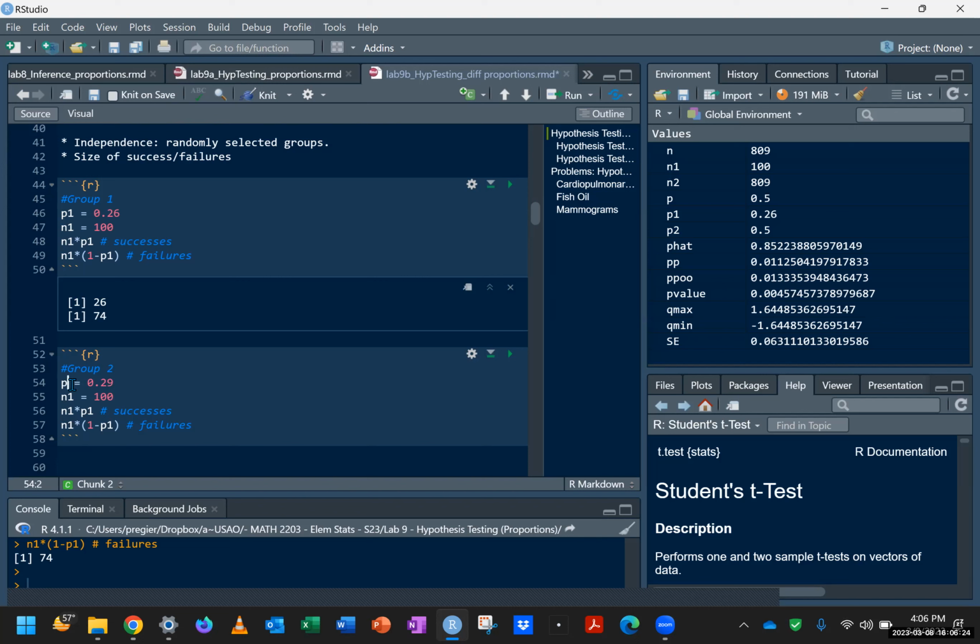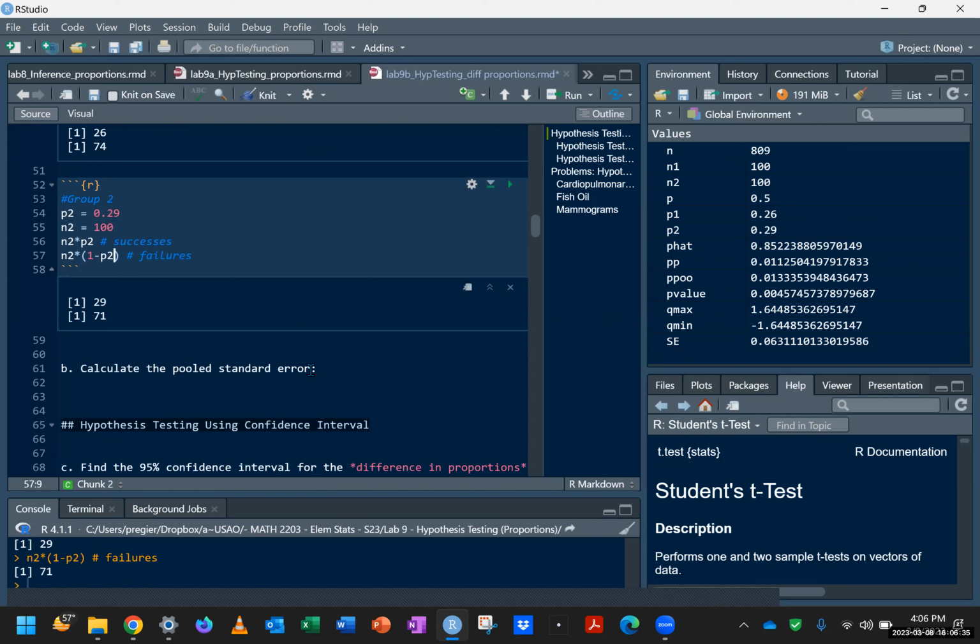And since we're going to use these variables later on, I'm going to make sure we all say P2 and N2. You'll see why this is. So again, we have at least 10 successes and failures. So based off this, we can proceed with our analysis to find the standard error, which is a different formula.